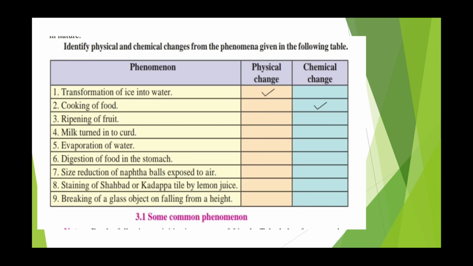As we know, during the digestion of food, the different types of chemicals are produced in our digestive system. Hence, it is also a chemical change. Now, size reduction of naphtha balls exposed to air. Which type of change it is? Confused a bit?